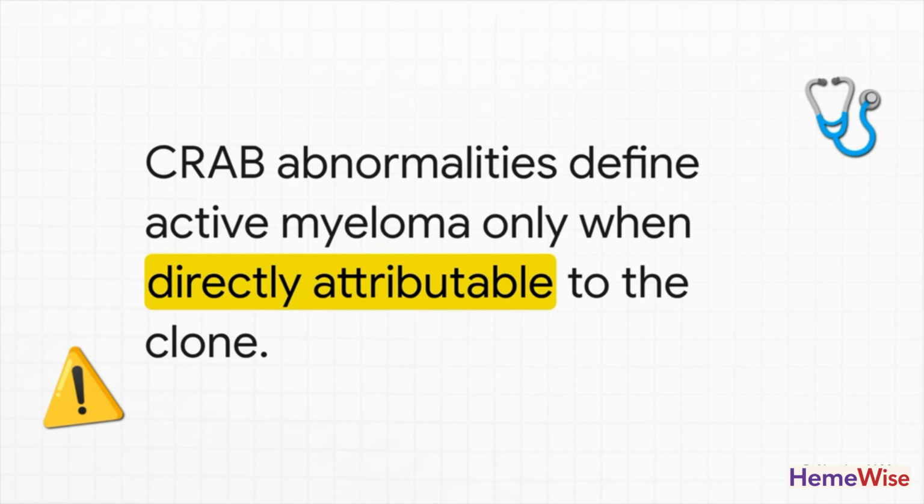So here's the absolute crucial point: attribution. Discovering anemia or renal failure means literally nothing if it's caused by diabetes, iron deficiency, or hypertension, rather than the plasma cell clone itself. You must connect the clinical injury directly back to the neoplastic cells.